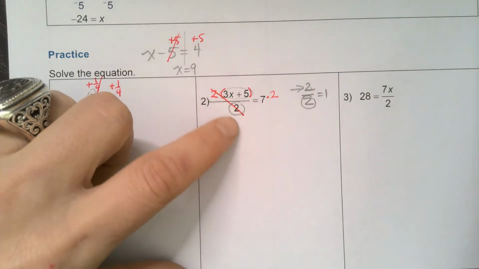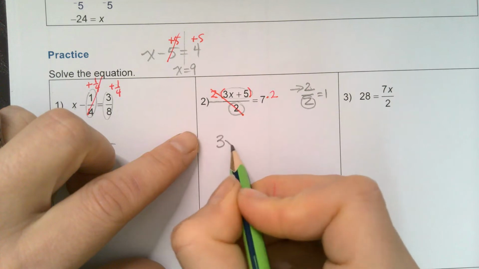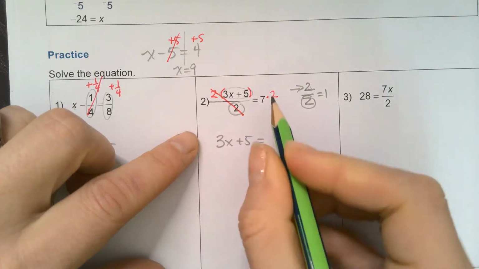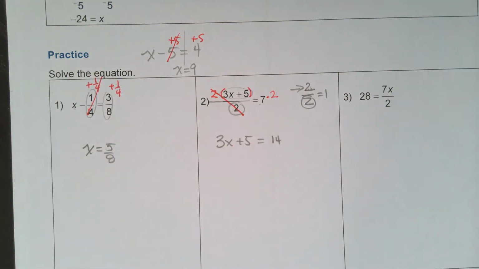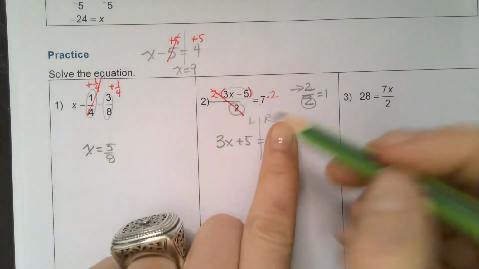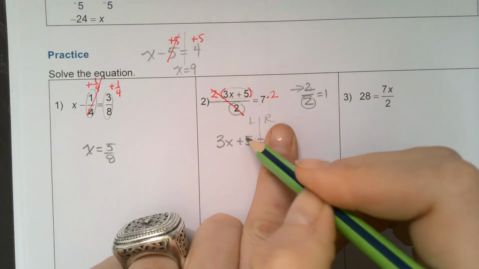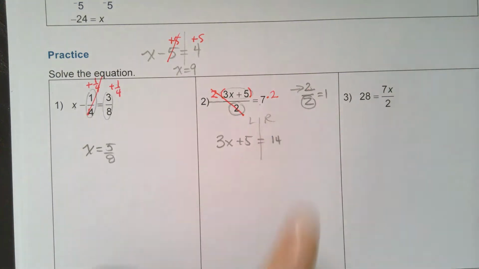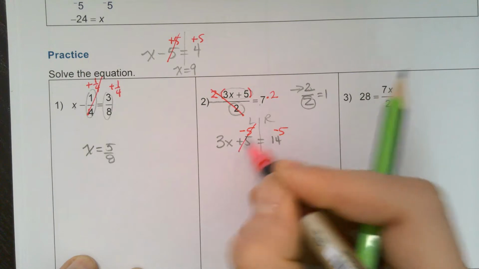So now my fraction's gone. I'm only left with this. 3x plus 5 equals 7 times 2 is 14. Look, my fraction's gone. And now it's just a normal question, and I can solve it. So cut it into the left and right. X needs to be by itself, so get rid of the 3 and the 5. We get rid of the 5 first because he's far away, like the neighbor. Opposite. Same to both sides.